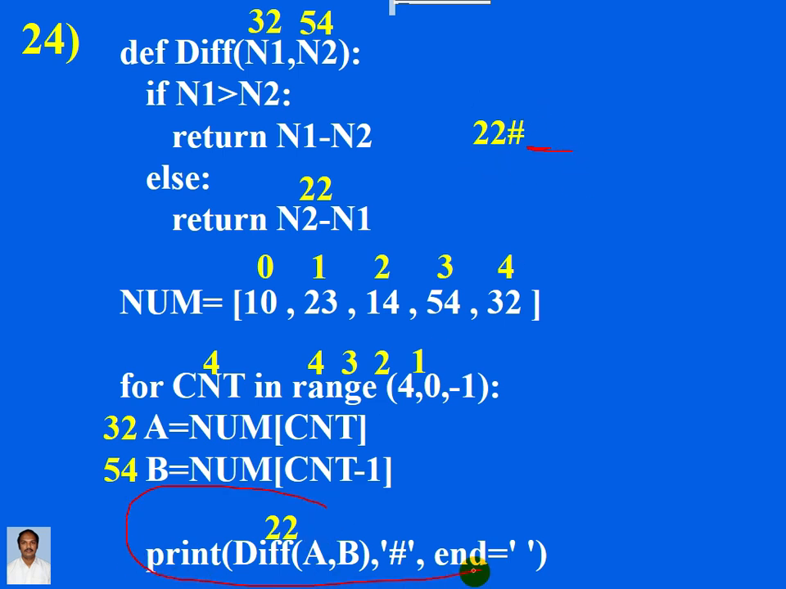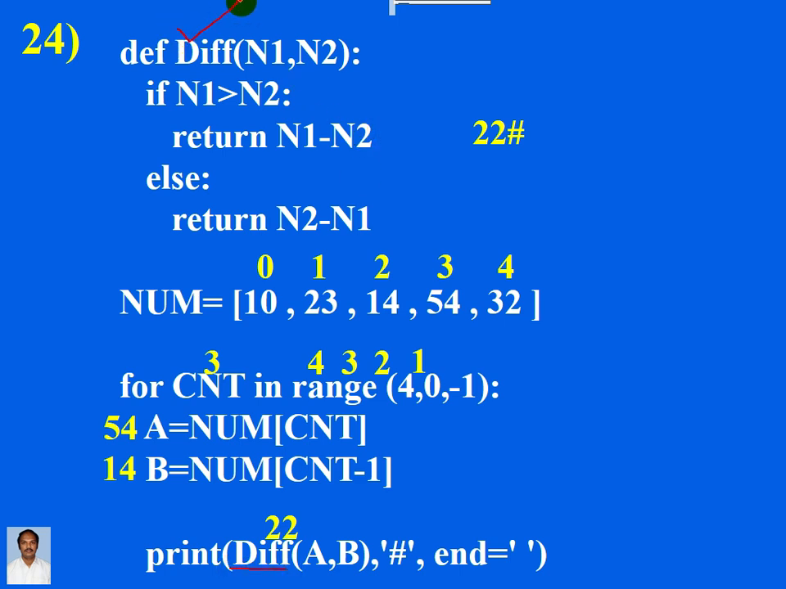When the control comes back here, local variables do not exist. So please cancel all the local variables. Now CNT takes the next integer in the range, that is 3. Now CNT is 3. Num of 3 will give you 54. So here you get 54. CNT is 3. 3 minus 1, 2. Num of 2 will give you 14. So B contains 14. Here you call the function.